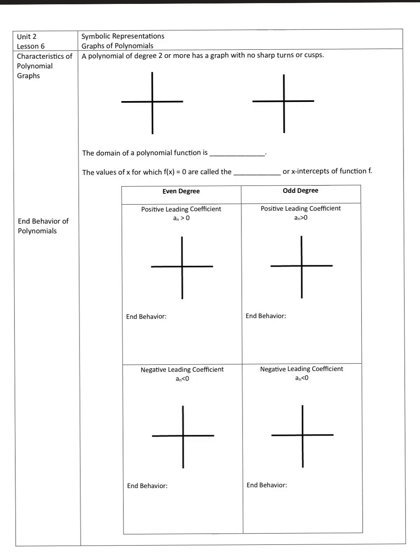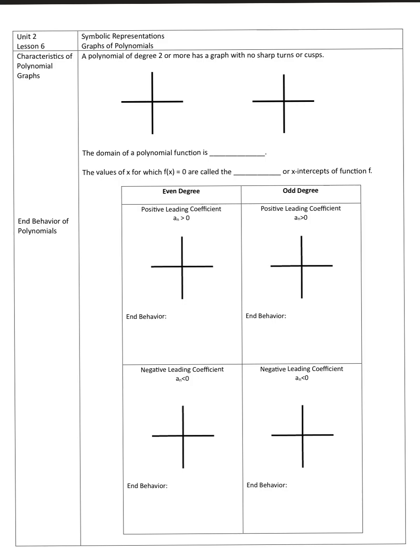So it's lesson 6, graphs of polynomials. Now we're going to get a little bit more into the visual representation of polynomials when they are on a graph. So let's get started. Let's first talk about the characteristics of polynomial graphs.